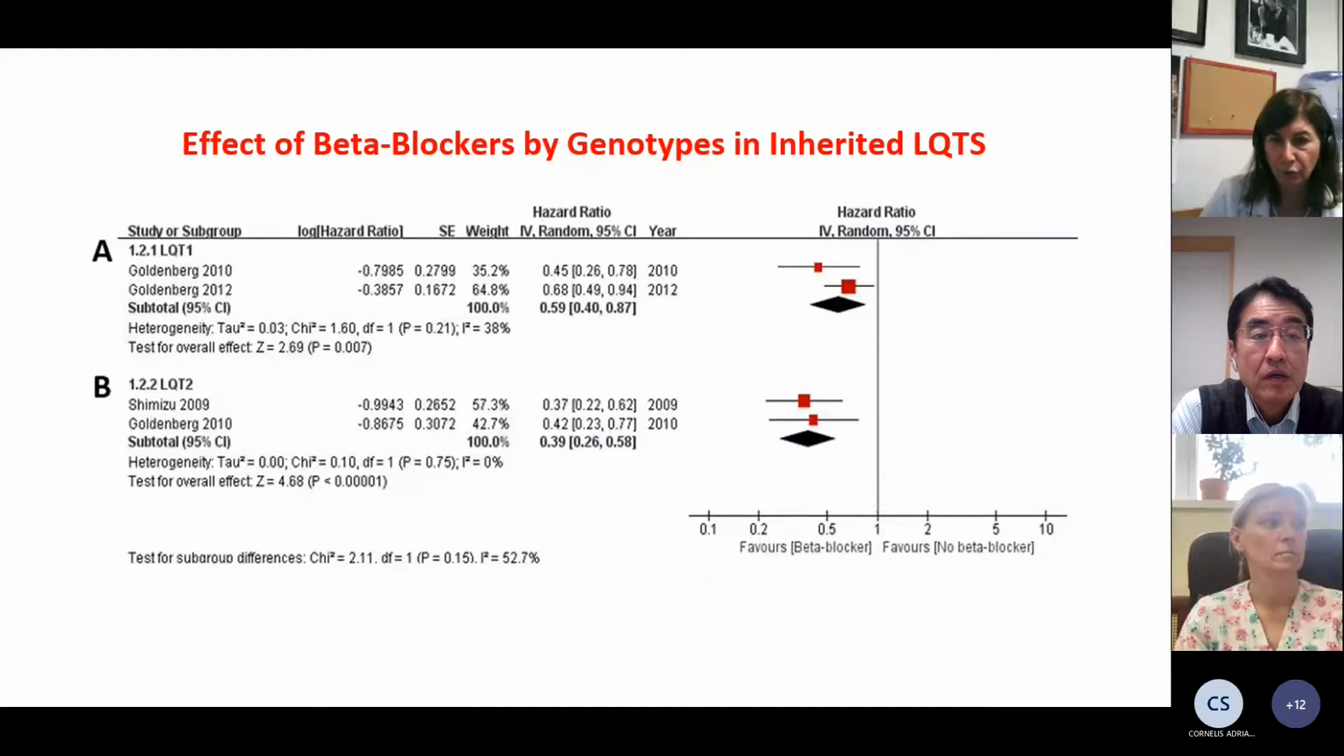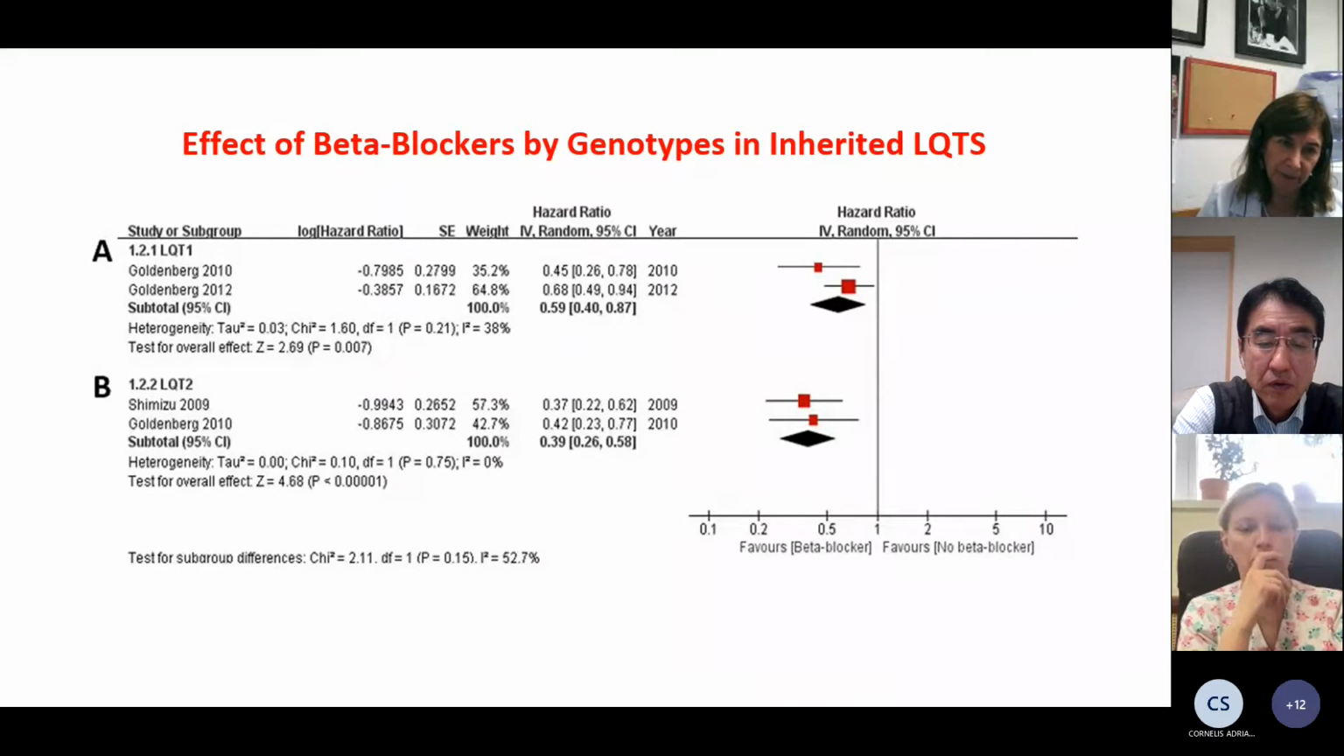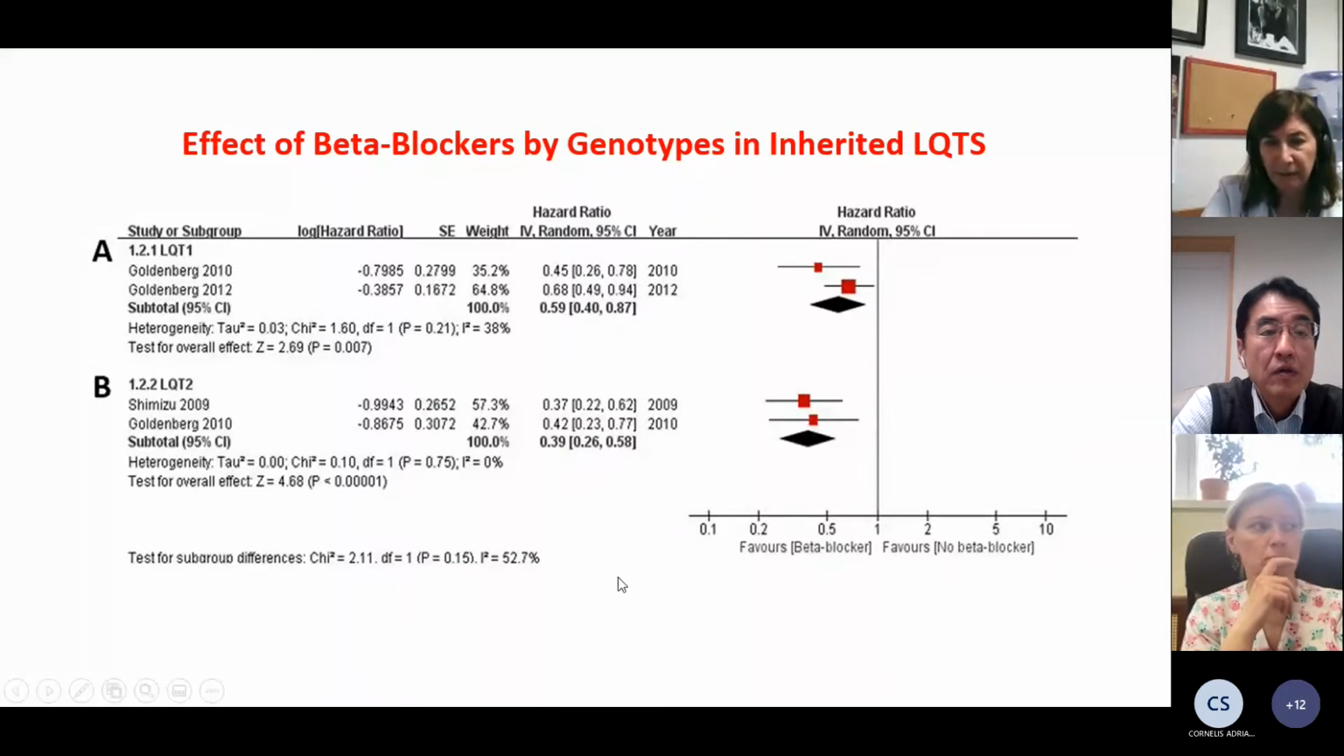And indeed, it was true to see that only LQT1 and LQT2 had really a beneficial effect of beta blockers that were able to reduce the events occurrence by almost half, as you see, a favorable effect that is not observed in LQT3, where there is no favorable effect, if anything, even worsening in some cases.